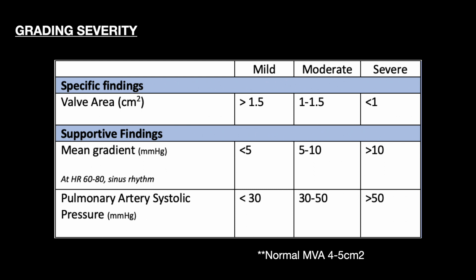A mean gradient of less than 5 millimeters of mercury is mild disease. A mean gradient of 5 to 10 millimeters of mercury is moderate disease, and greater than 10 is severe disease. And the relevant pulmonary artery systolic pressure thresholds are listed there for you.